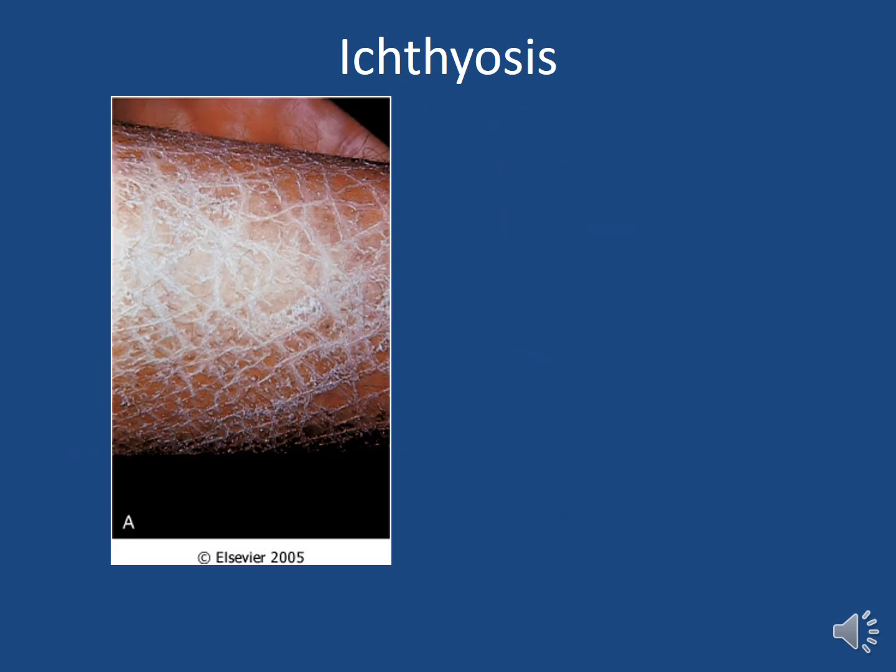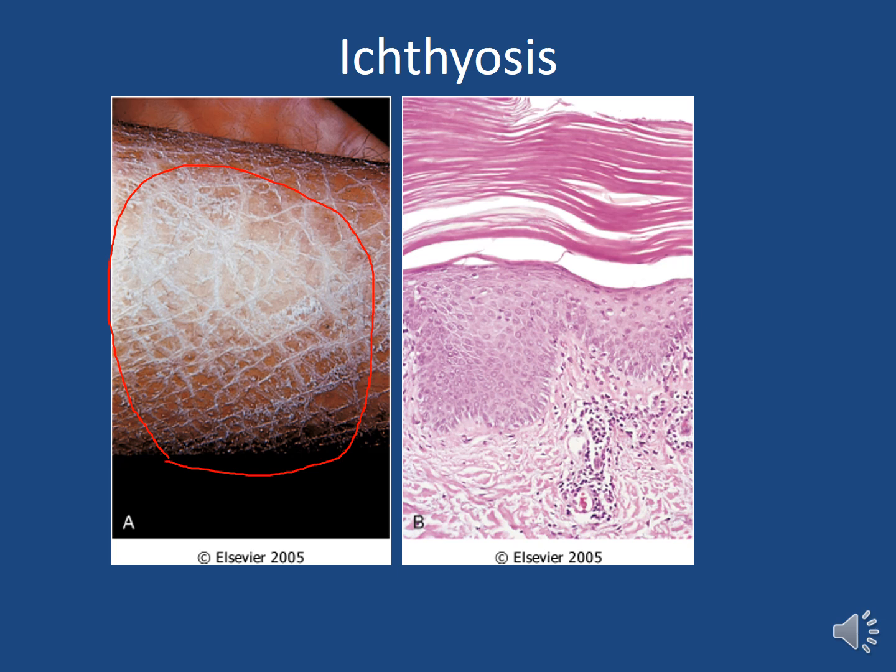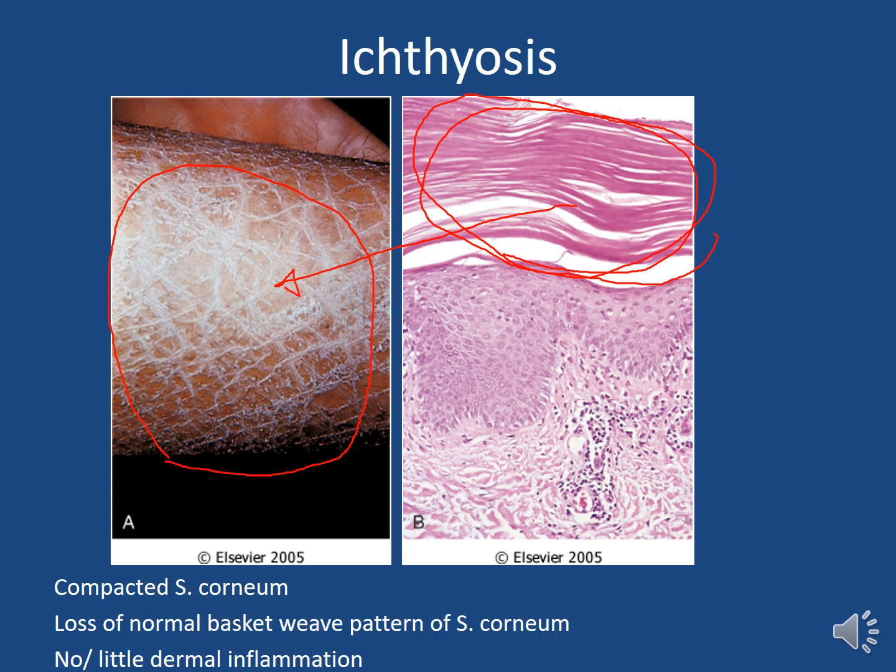So the characteristic fish scale-like appearance of the skin in ichthyosis. Under the microscope, you will be able to see very thick stratum corneum with excessive piling of the keratin protein. So this is responsible for the development of that appearance in the skin.